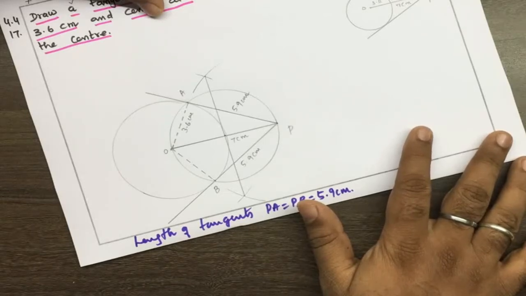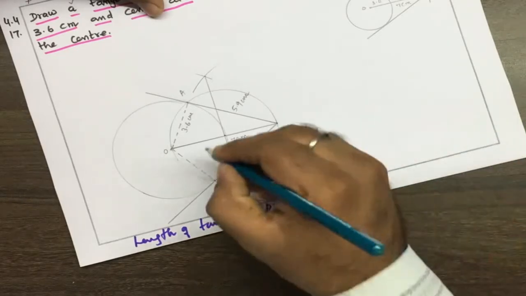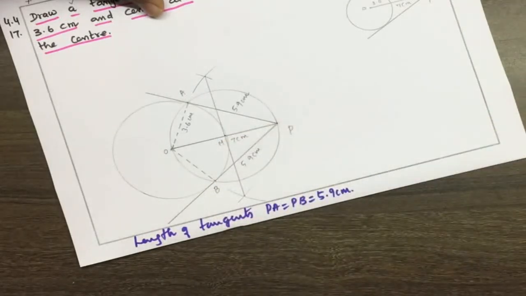By joining the points of intersection of the arcs above and below OP, we get the perpendicular bisector which intersects at M. From the point M we have to draw the circle to get the points of intersection on the previous circle, A and B. By joining the points A and B with P, we get the two tangents PA and PB, which are of equal measure 5.9 centimeter. That's it in this problem.